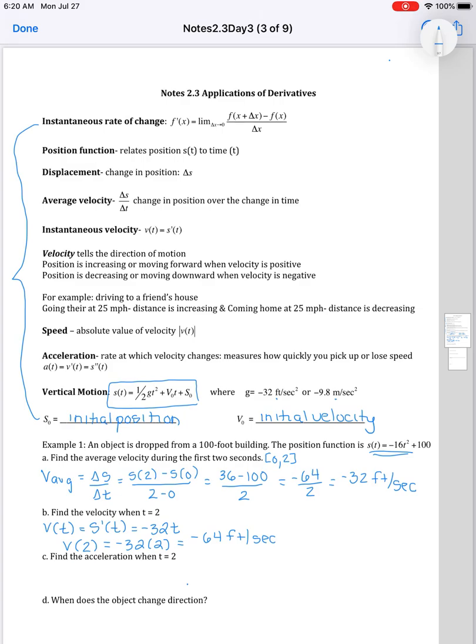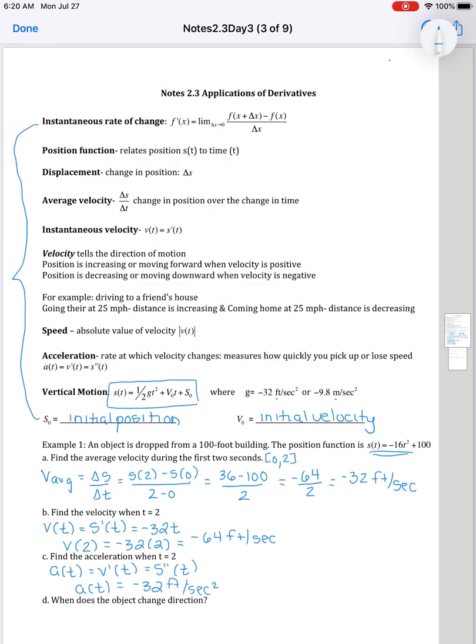So A asks for average velocity, and B is asking for the instantaneous velocity. When we say that, we're talking v of t, and v of t is the first derivative of position. So I'm going to take the position function and take the derivative of it. Then we're asked to get the velocity at 2 seconds, so all I have to do is sub 2 into that equation. You get -64 feet per second. The velocity, again, is negative because it's still going down.